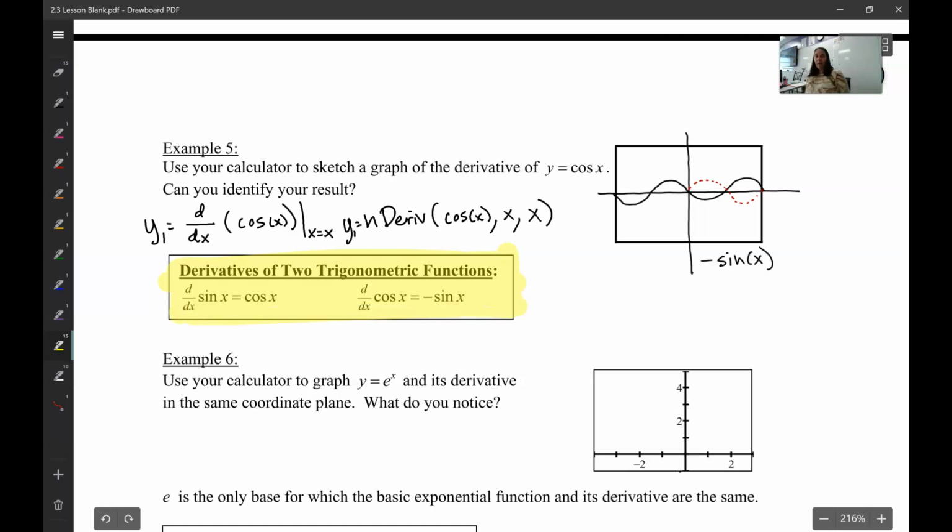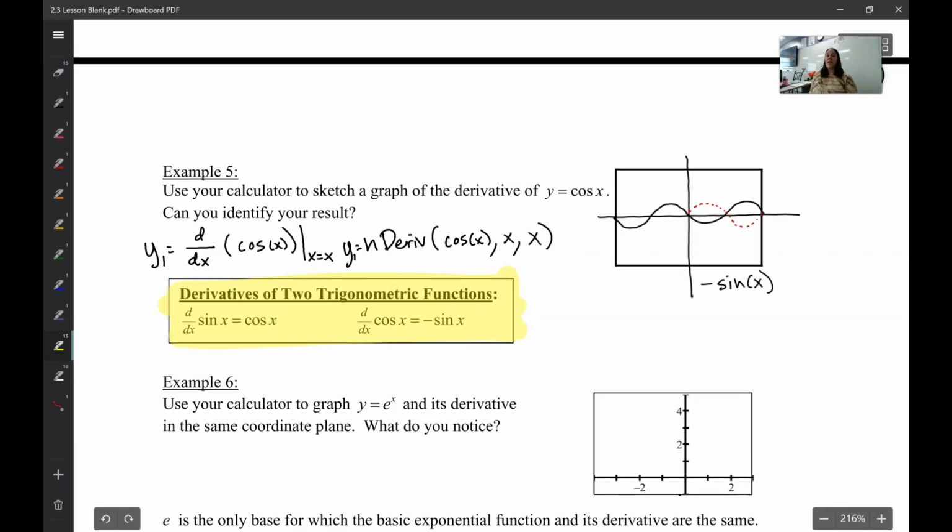You're going to want to memorize these. So the derivative of sine is cosine. The derivative of cosine is negative sine. Now, there is a trick to memorizing these. There's a little memory thing you can use. And it's based on, I know you're going to grumble, the unit circle.